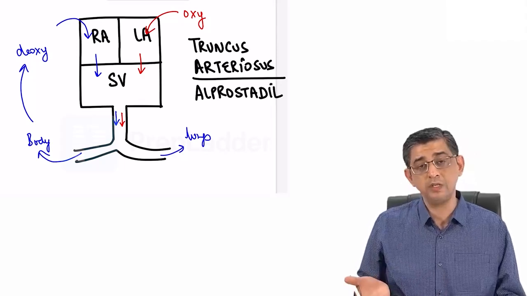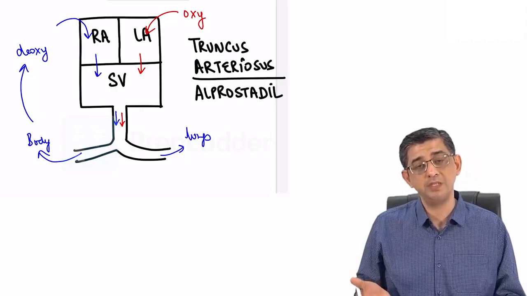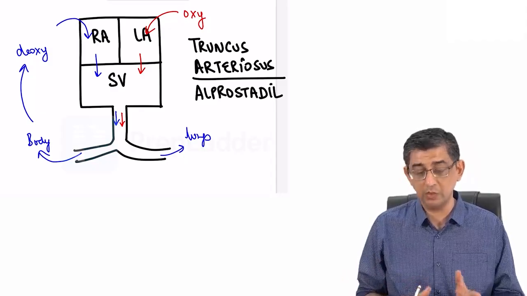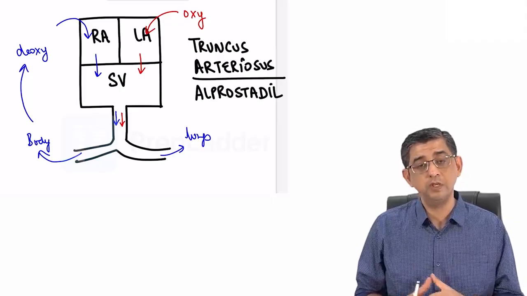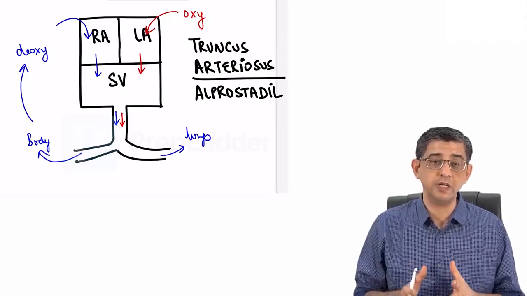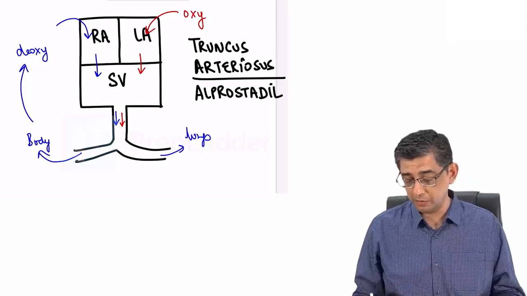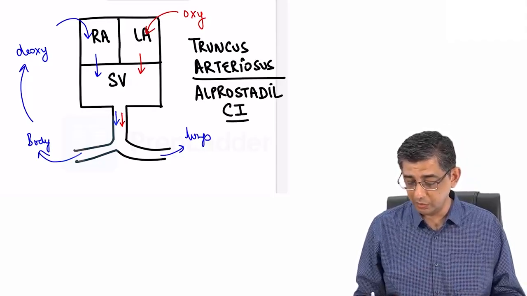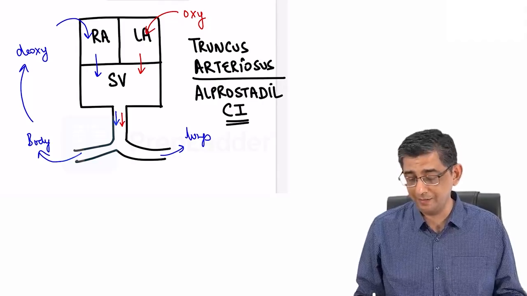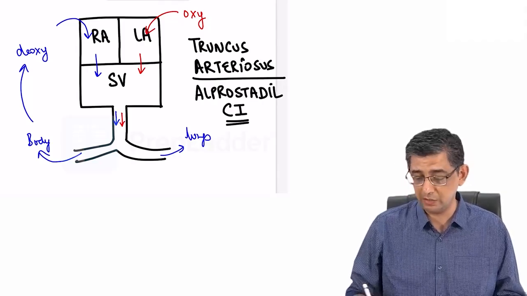But there is no ductus arteriosus in this condition, guys. Why? Because there is no aorta, no pulmonary artery. So even if you give alprostadil, it will not cause any benefit to the baby. Alprostadil is currently being taught to you as being contraindicated in the condition referred to as truncus arteriosus.